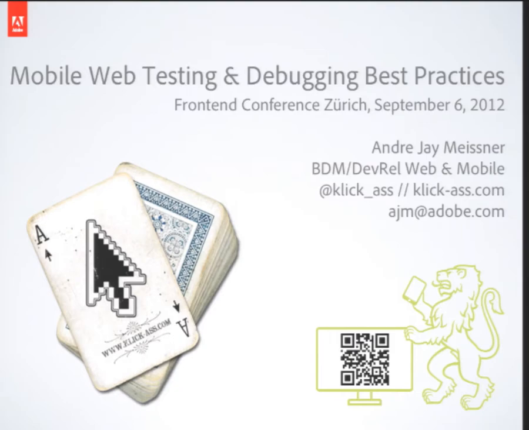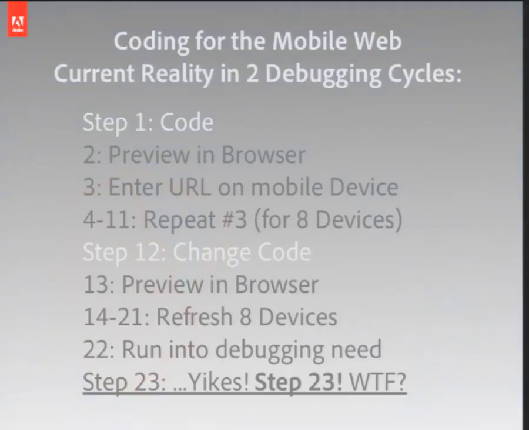So the current reality when you're coding for the mobile web, and you really care about coding for the mobile web, and we've heard in the talk before how important that is, is something like this. It's just an example in two debugging cycles. Step 1 is you code something. Step 2 is you preview it in Chrome, maybe in Firefox, or in any other browser that doesn't suck. Then when you're testing on real mobile devices, you enter the URL on the mobile device with the tiny mini keyboard, right?